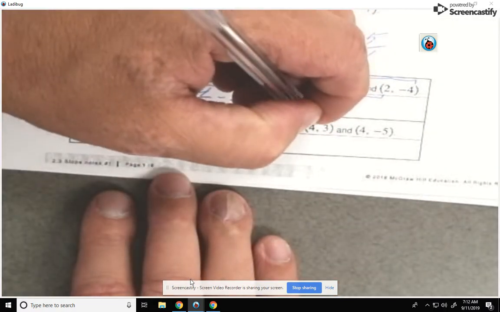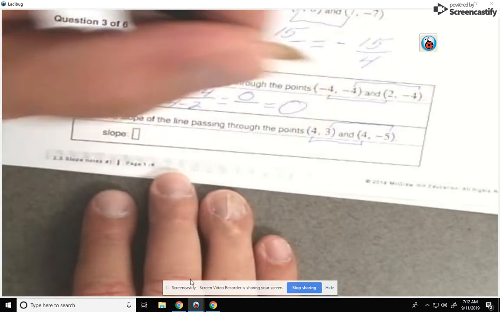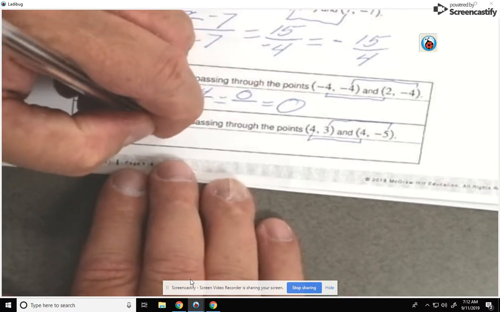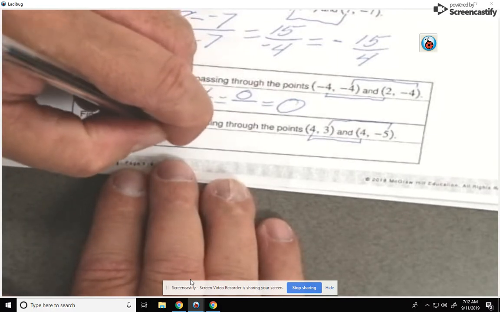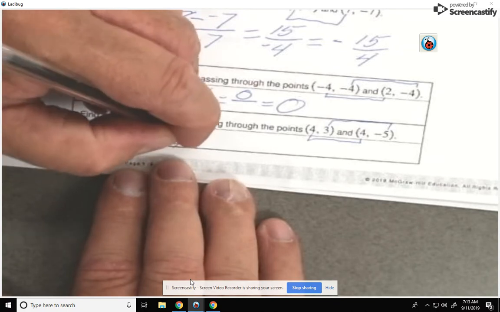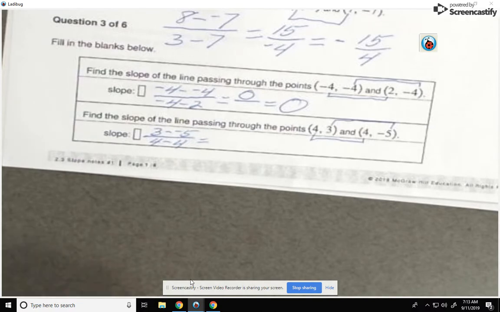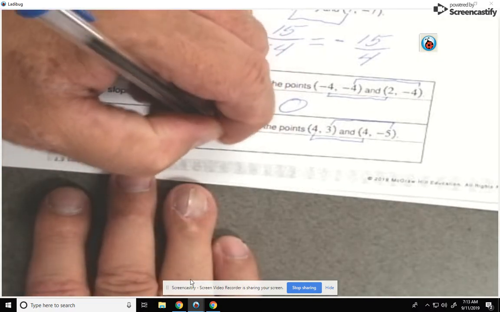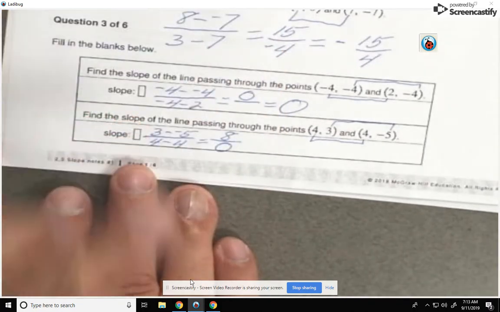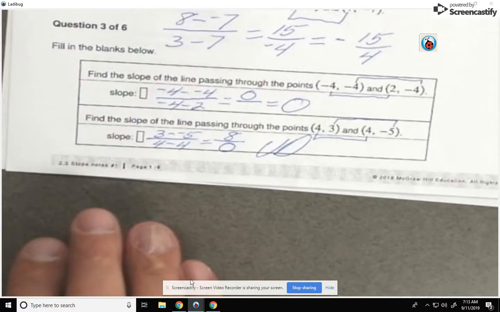Question 2, again, change in y over change in x. So I have 3 minus -5 over 4 minus 4. On the top, 3 minus -5 is a positive 8. On the bottom, 4 minus 4 is 0. So 0 on the bottom of my fraction is undefined.